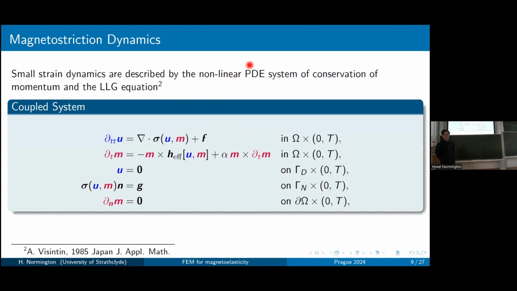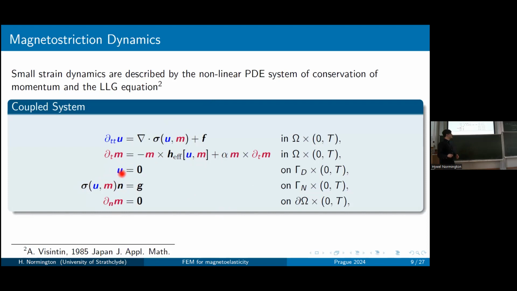So not only are we nonlinear, especially because of this term here and the effective field, we now have a coupling where the magnetization shows up in the conservation of momentum law, and also the displacement shows up in the LLG. The point of this algorithm is to try and rip this coupling apart and make it computable, and we go into that in a little bit.